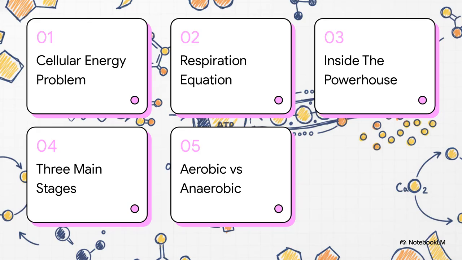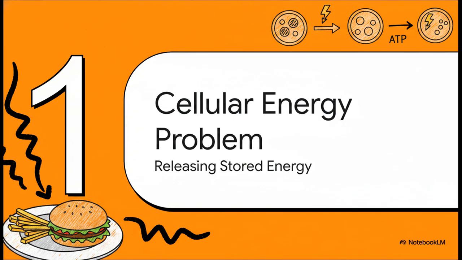To make sense of all this, we're going to follow this quick roadmap. First, we'll look at the cellular energy problem, then map out the respiration equation, take a tour inside the powerhouse of the cell, walk through the three main stages, and finish up by comparing aerobic and anaerobic respiration. All right, let's jump right into stop number 1, the cellular energy problem.